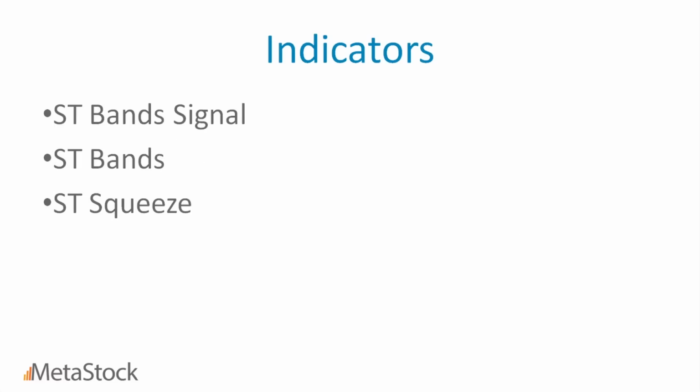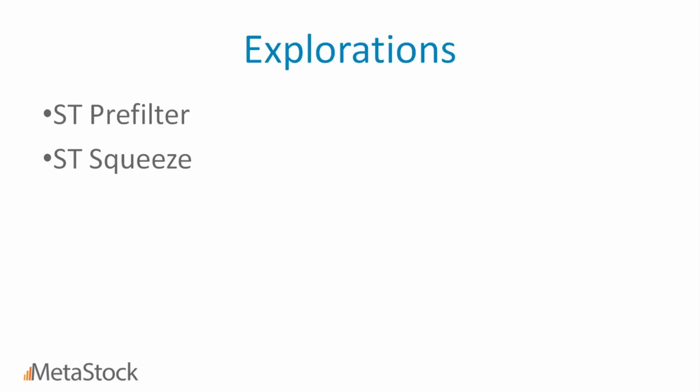So here's the indicators. It has three indicators. It's got the ST band signal, the ST bands, and the squeeze. I'm going to show you how those work in just a second. As part of the product, we also have two explorations. There's a pre-filter scan that's designed to go in and get rid of the stocks that you don't want to trade anyway. And you'll definitely want to use this in the US.